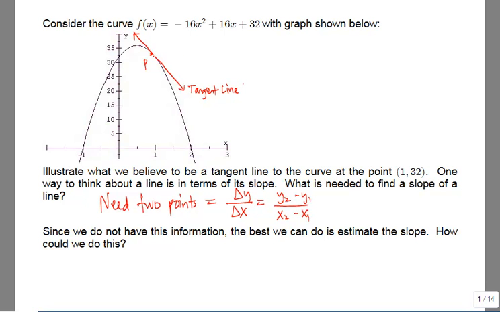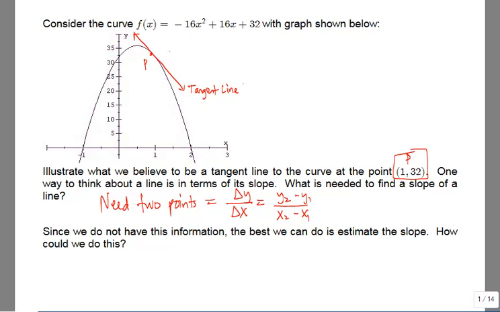Now the good news is we know 1 point. We know point P. That's (1, 32). So we have 1 point already. The bad news is this tangent line only goes through 1 point. It's supposed to only intersect right at P. So we don't know a second point on this tangent line, since we don't even know the equation of this tangent line.